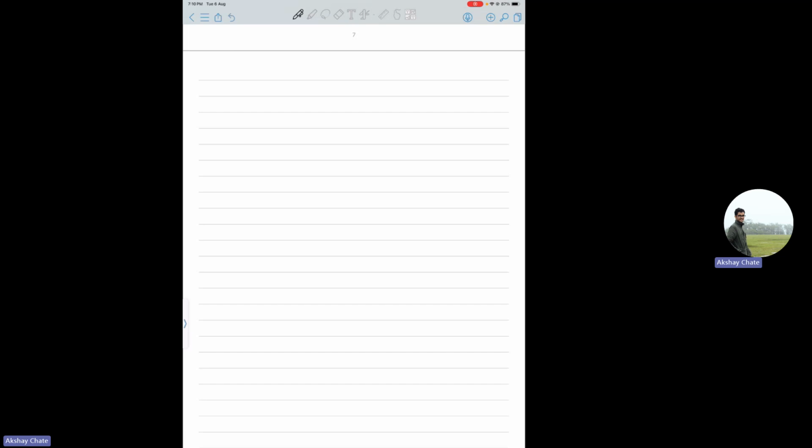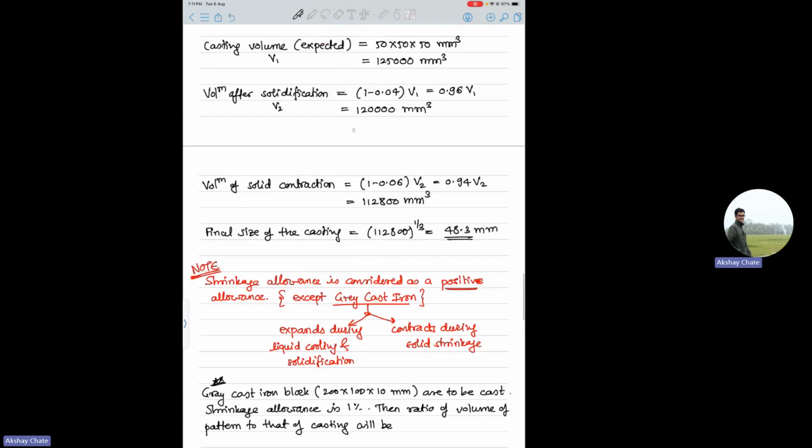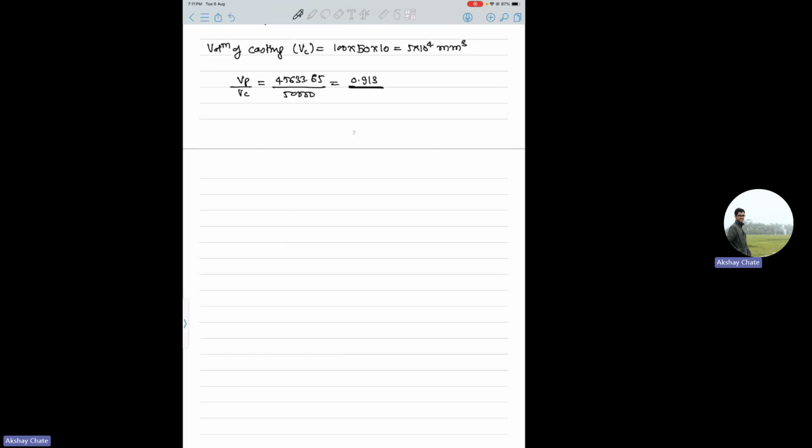So let's go to the next type of allowance. So we are discussing allowances. The first one was shrinkage allowance, and it's a positive allowance, but for grey cast iron it is a negative one. So keep that in mind. Then second one is draft or taper allowance. It is mentioned as degrees, like angle, per vertical surface.